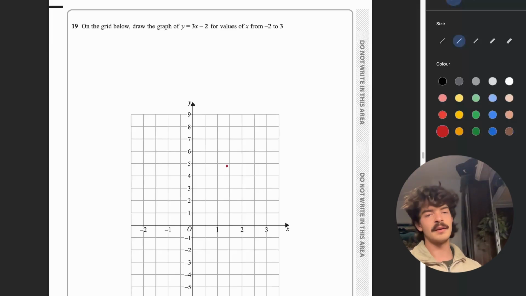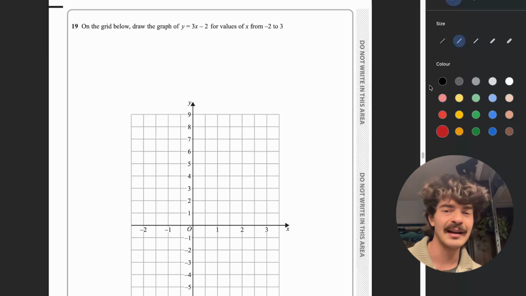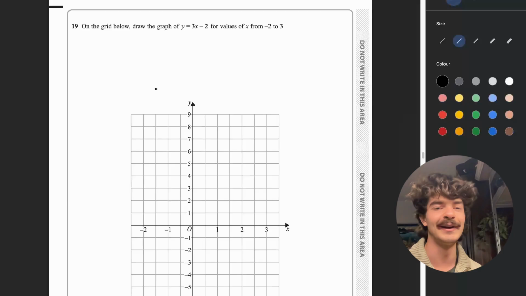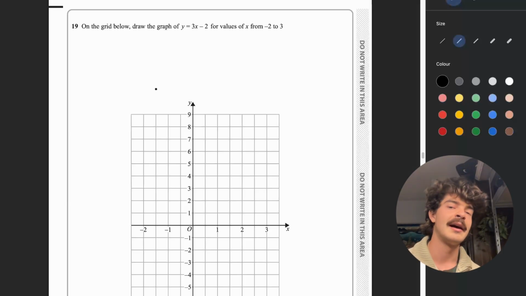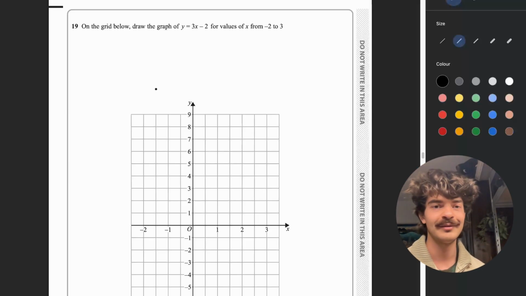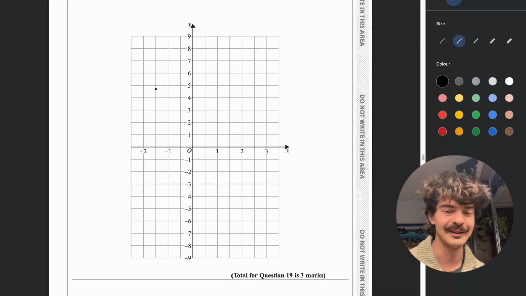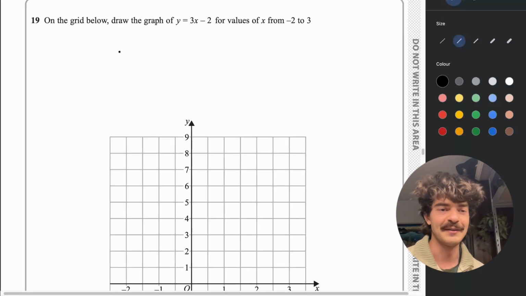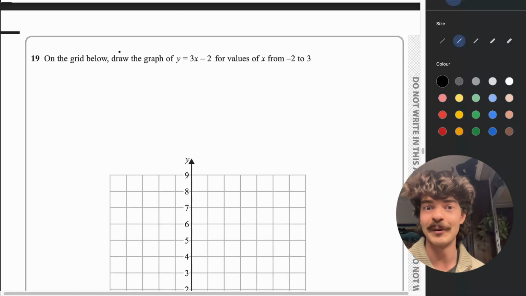Nice. Question 19. Here we're going to be looking at the graph of y equals 3x minus 2, and we want to plot it between minus 2 and 3. But we've not been given any values or a line or anything. So we're going to have to look at our equation up here and figure out what it's actually going to do.